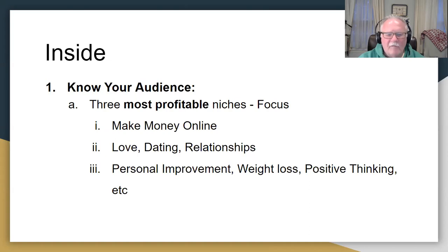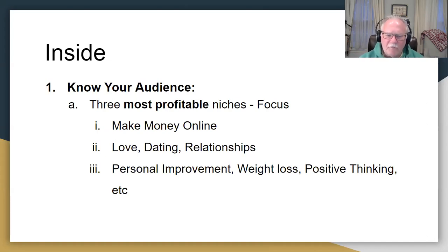Number two is love and dating and relationship fixing and get your ex back and that kind of stuff. That's not for me. I stay away from that. But it's a multi-billion-dollar industry, so there's nothing wrong with it. It's just not for me. And then the third one is personal improvement, which includes the physical kind of weight loss, skincare, that kind of stuff, and also the mental kinds of things like positive thinking, self-improvement, learning new skills, and that sort of thing.